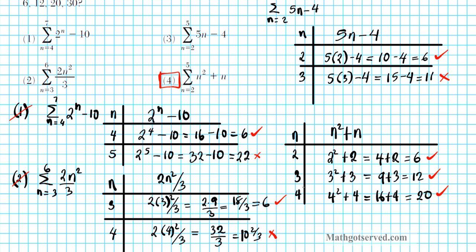Last but not the least is 5. And we just plug in 5 into this function right here. So we have 5 and 5 squared plus 5. 5 squared is 25 plus 5. That's 30. And that is also a match. So we can see that our answer is option number 4.